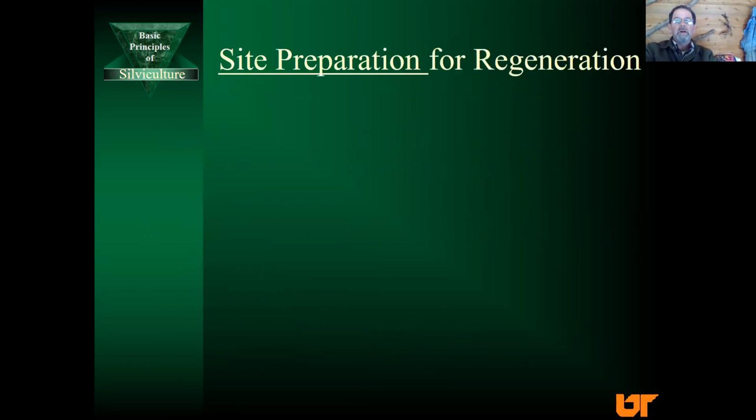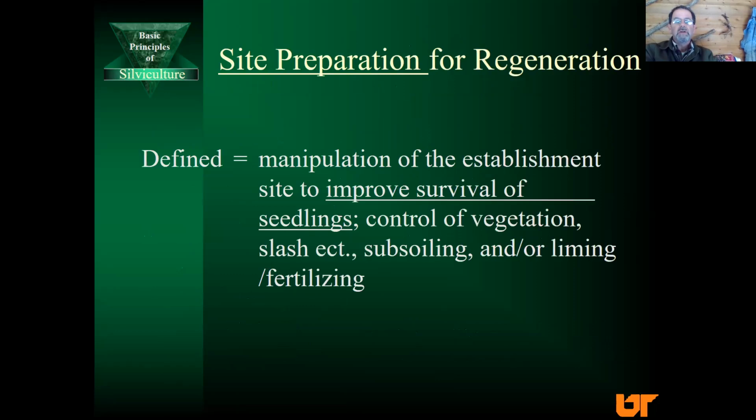Continuing on here, we'll talk about site preparation for regeneration. And the definition of that is you're just manipulating the establishment site. You're trying to improve the overall survival of the seedlings. So you're going to be controlling the vegetation, the slash, maybe subsoiling if it's compacted soil, and or liming or fertilizing. So it's good to conduct a soil test before you plant the trees to see if there's a deficiency.